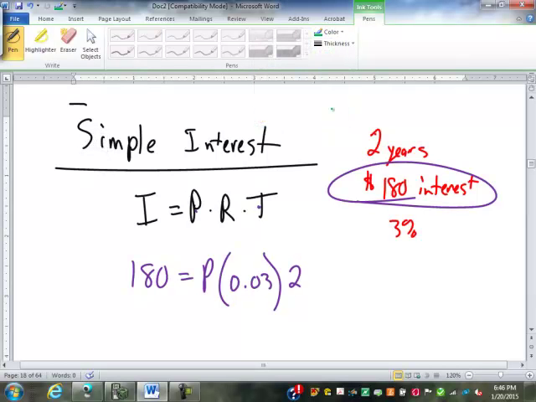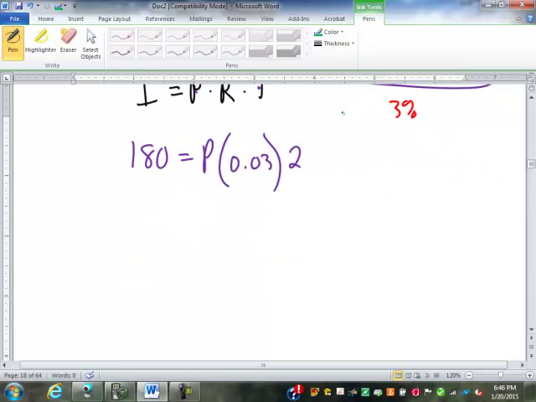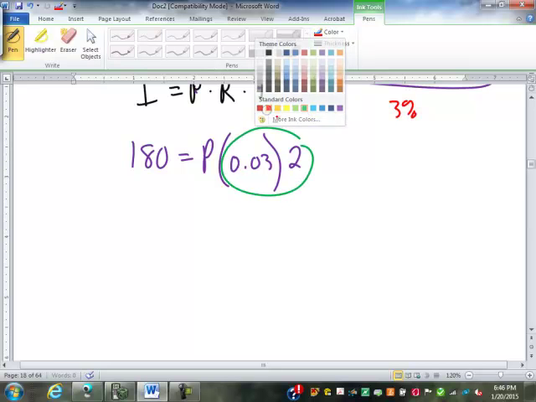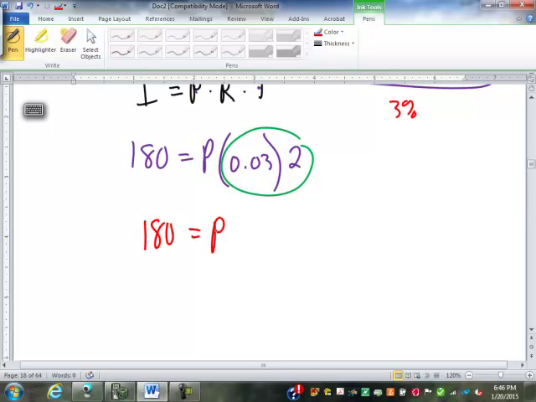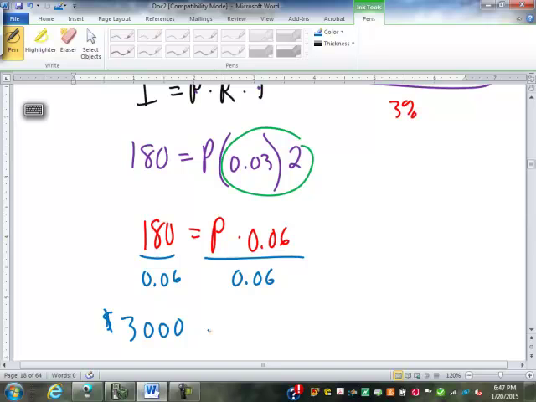Solving an equation like this, we're going to have to do a little bit of simplifying. On the right side, we can combine the 0.03 and the 2 to get 0.06. So it's P times 0.06. What do we do from there? Divide by 0.06. What does that give us? 3,000. So $3,000 is our principal. Not so bad?